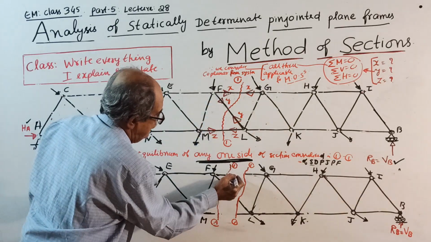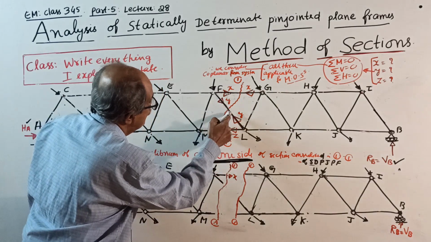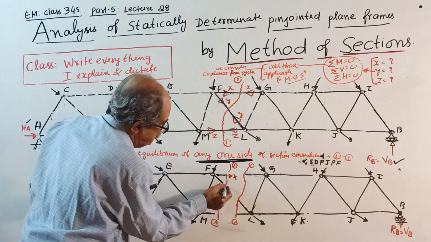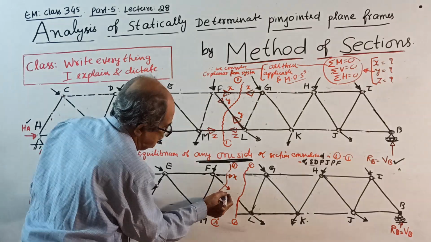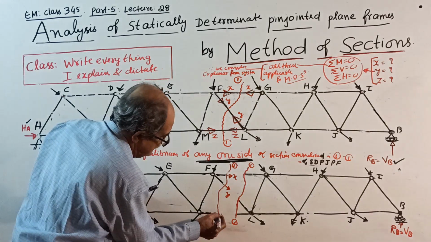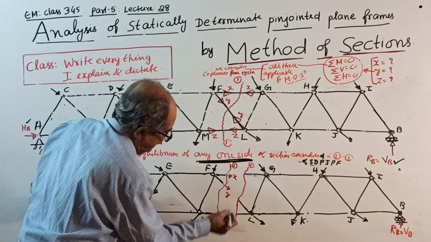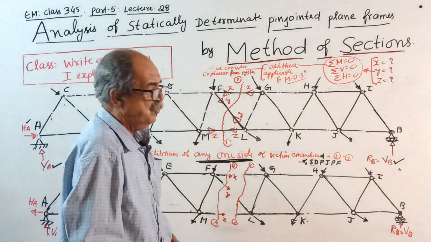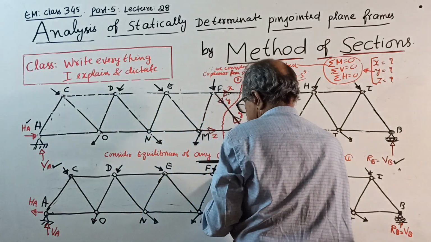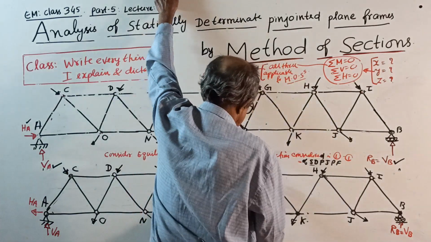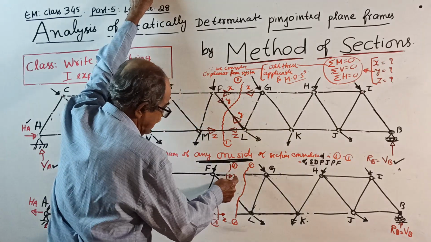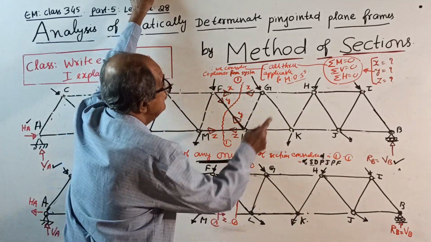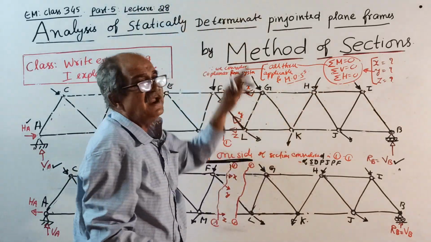See here, X. Push it outside. Push it outside. Y, Z. Now, to this side, you apply equilibrium conditions. How many unknowns are there? Three unknowns are there, X, Y, Z. Three conditions are there. You can get the answer.